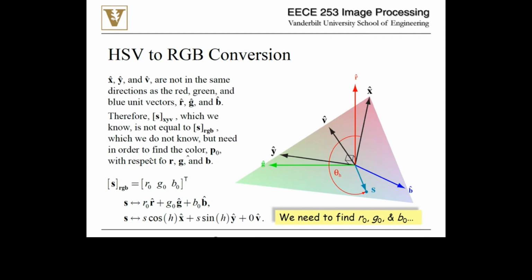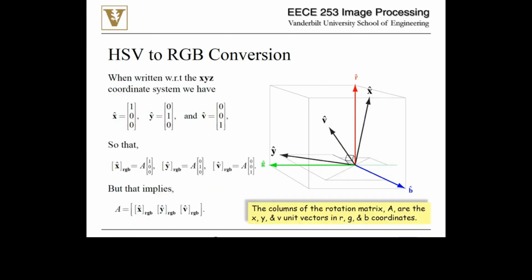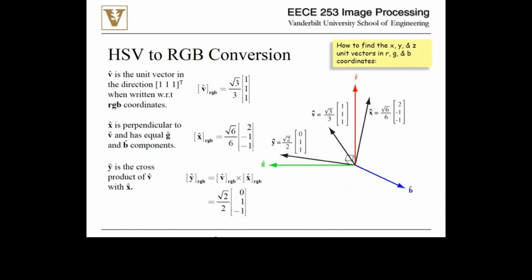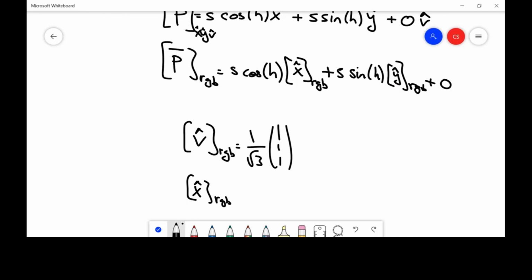Okay, so it is a vector such that it has to be perpendicular to V and needs to have equal G and B components. So it can have whatever red value, and then the green value, and the blue has to be the same as the green.